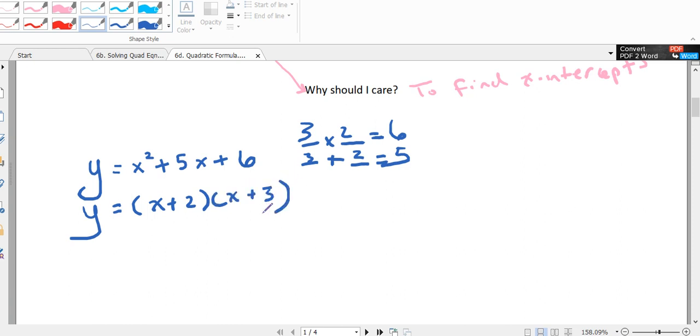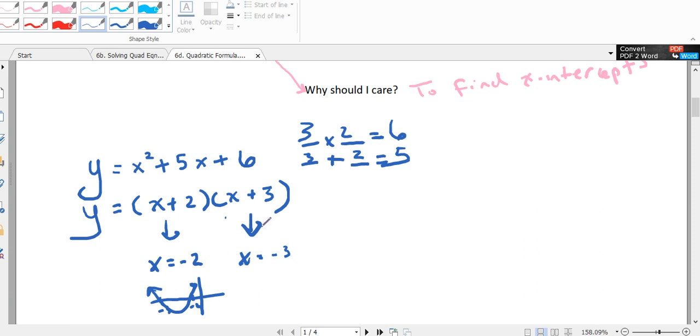Okay. And then from here, well, what are the x-intercepts? Well, I know that this is going to be x equals negative 2 because x plus 2 equals 0, solve for x. Same thing here. x plus 3 equals 0, solve for x. x equals negative 3. So those will be my x-intercepts if I were to draw them. Negative 3, negative 2, and that would be my parabola. You can check on decimals as well.